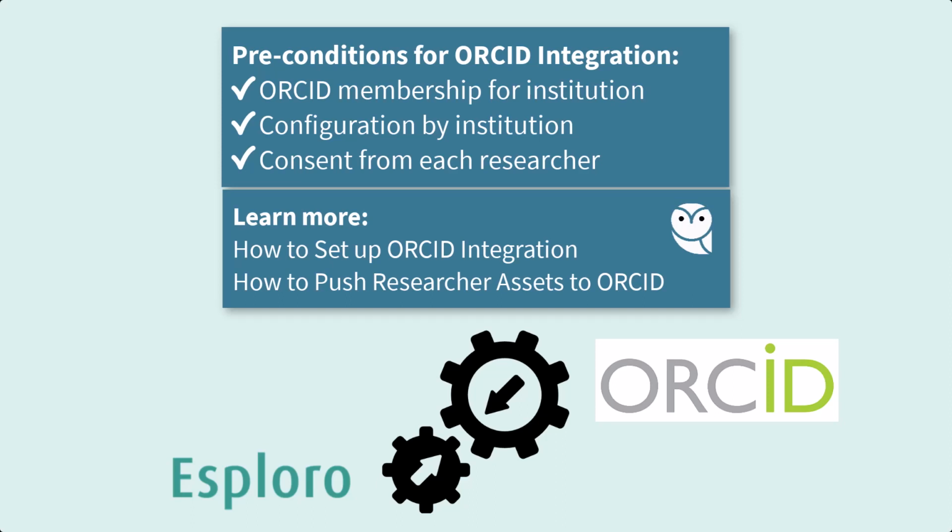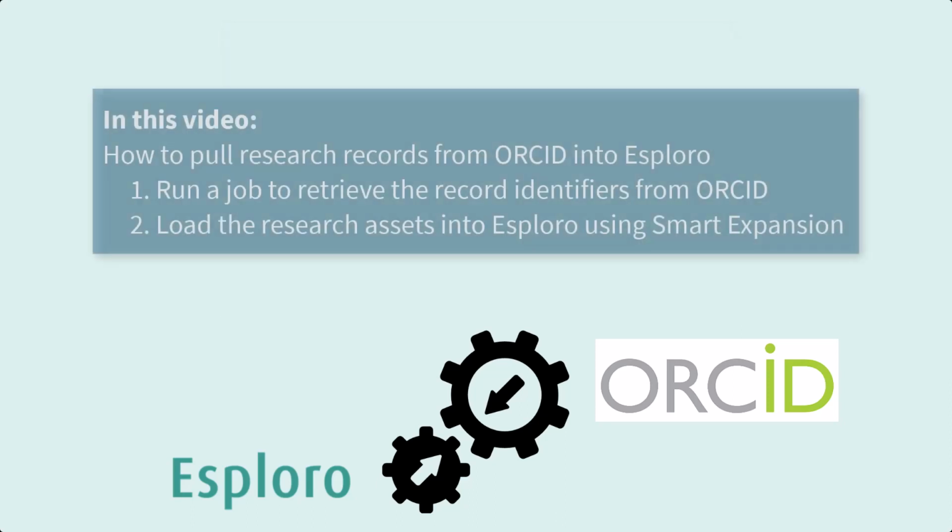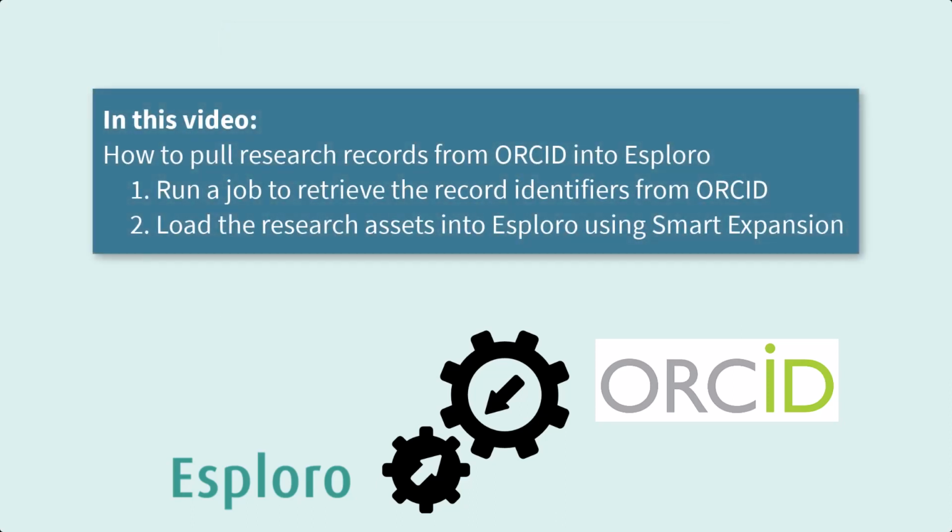assets to ORCID. This video will demonstrate how to pull research records for a set of researchers from ORCID into Esploro, which has two main steps. 1. Run a job to retrieve the record identifiers from ORCID. 2. Load the research assets into Esploro using Smart Expansion.